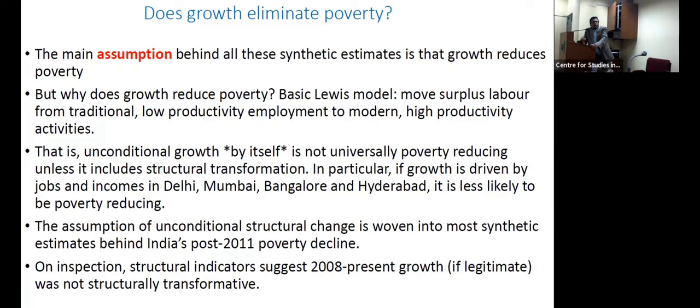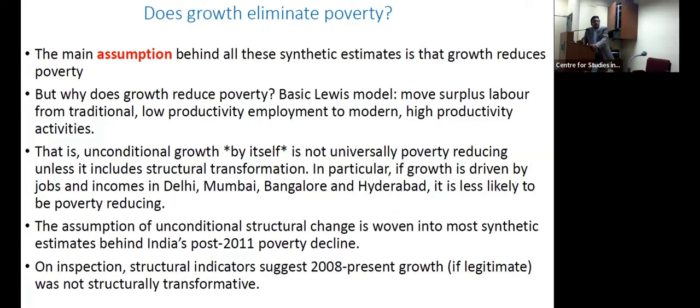The basic Lewis model type argument is you're moving surplus labor from traditional low productivity employment, whether from agriculture or from the informal sector, into the more formal sectors where there's more value added. And yesterday, I showed you some numbers that showed that the per capita earnings in agriculture are much lower than in the other sectors. So either agricultural productivity going up or people moving from agriculture to more value added areas would be doing it. So that's how it would be happening.